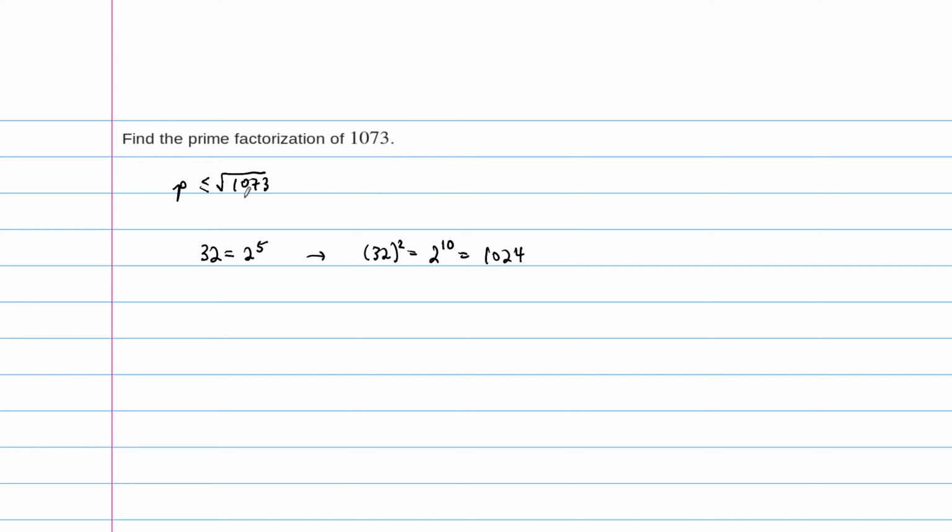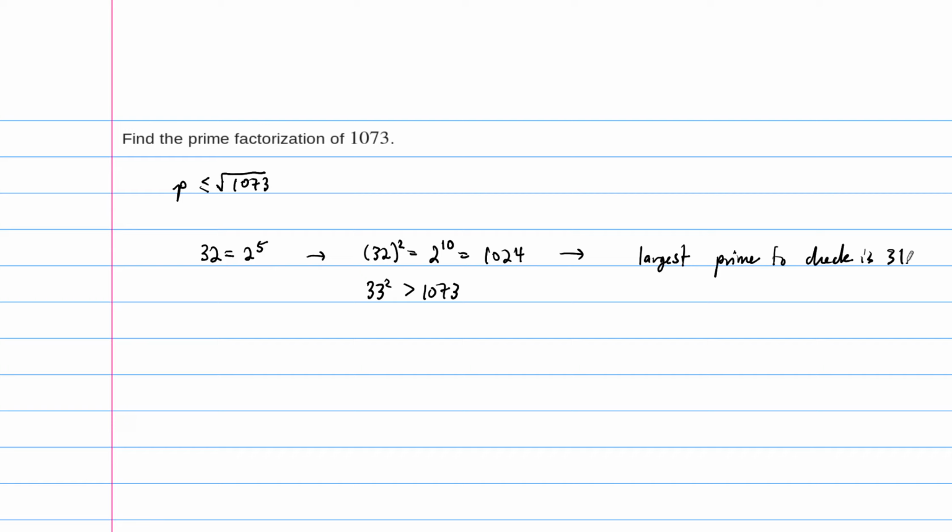But anyway, 1073 is a little bigger than this, so we're not quite there yet, but 33 squared is going to be even larger. By the way, 33 is not a prime number anyway, but this is going to be larger than 1073. The largest prime number that is smaller than this number, our number P that we have to check, so the largest prime that we have to check is then 31.